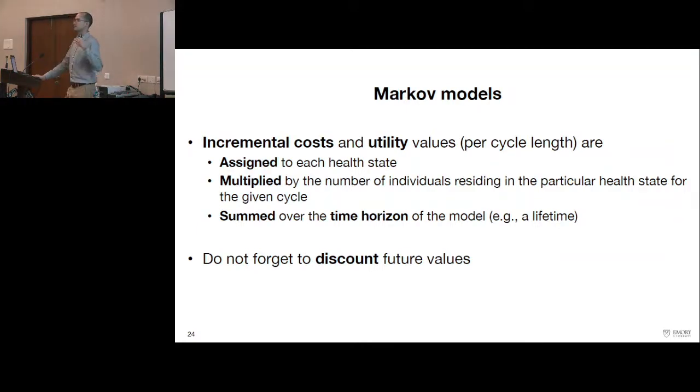To get the total cost for that health state for each cycle, you just multiply the costs by the number of people who are in that health state in that particular cycle, and you get the total utilities by multiplying the utility value for that health state by the number of people in that health state. Once you get this for each health state and each cycle, you ultimately sum all of them into total costs and total effectiveness. Once you have that, you can calculate the ICER as the difference between the total cost of one intervention and the other, divided by the difference between the total effectiveness.